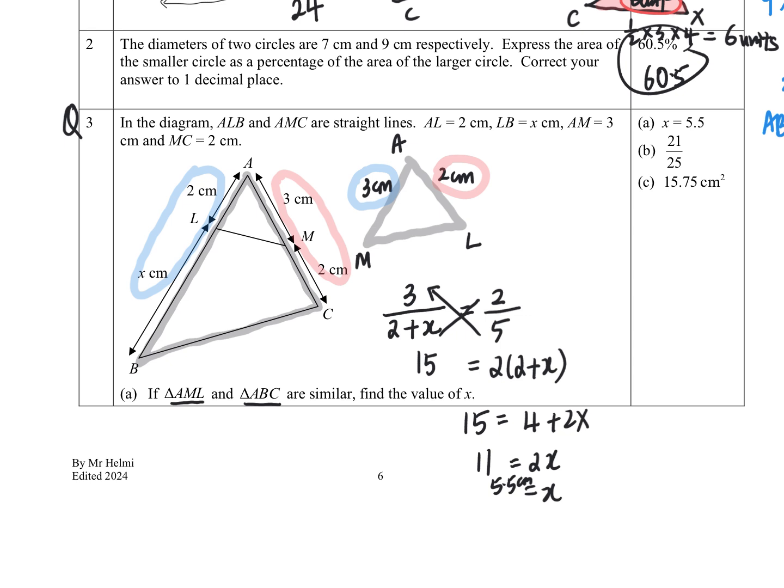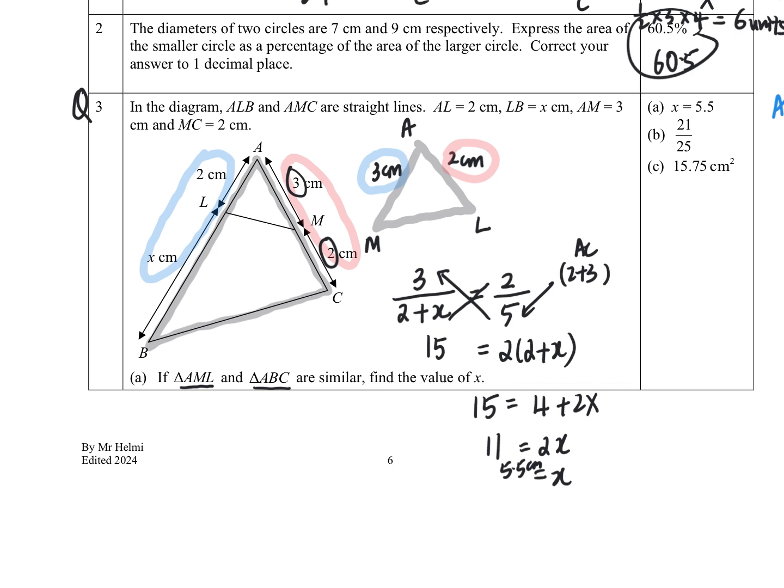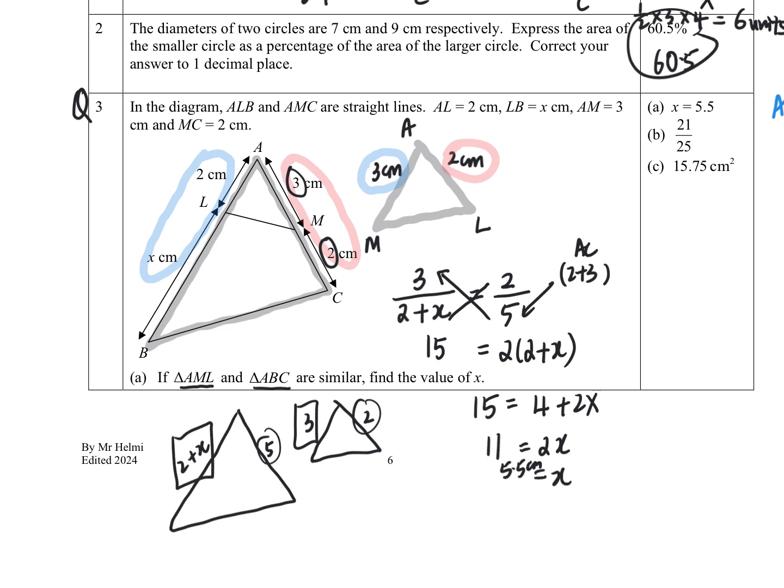Okay. The 5 is this, 3 plus 2. This is for AC. Okay, so if you can imagine the big triangle with the small one, all we are doing is comparing the corresponding sides. Okay, so compare the ratio. This one with this.